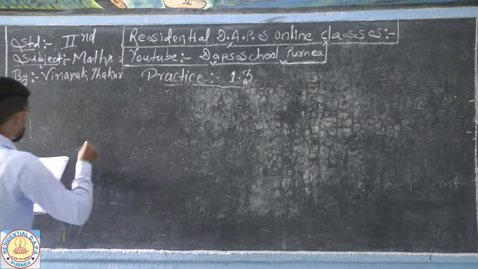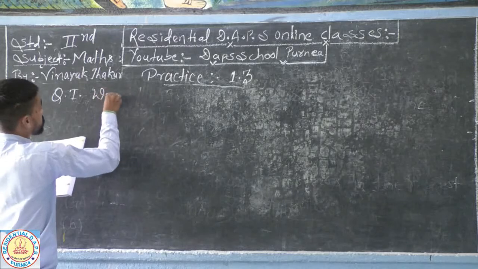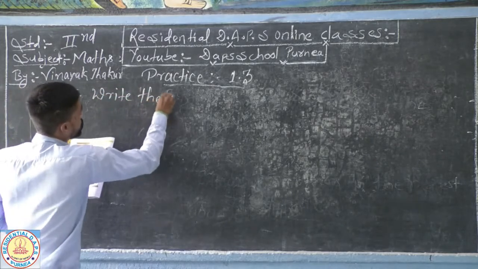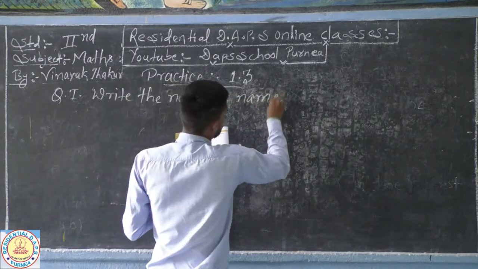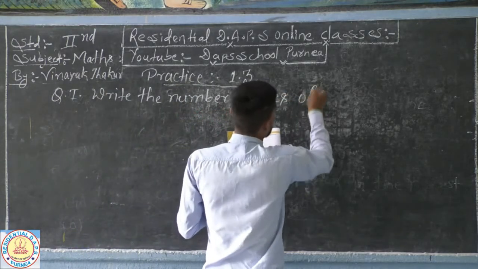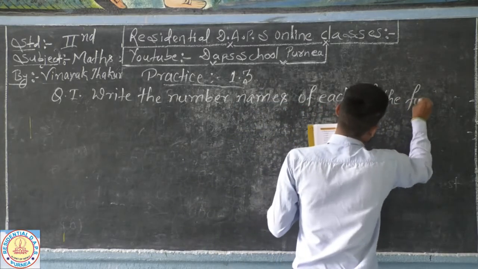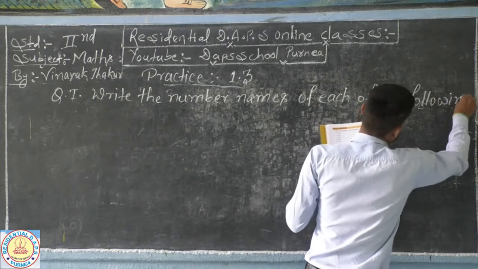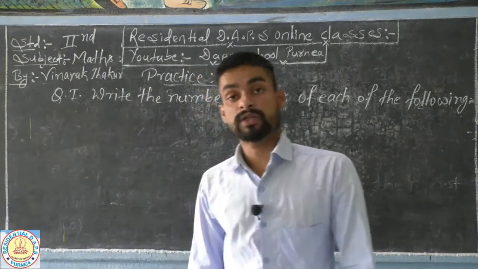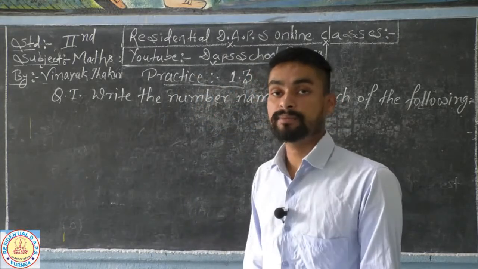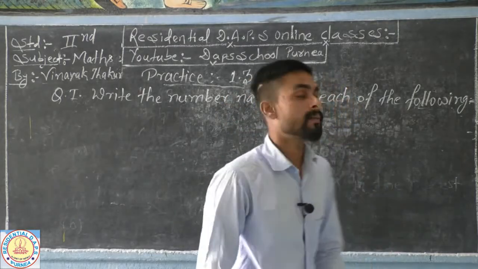In your question number first, write the number names of each of the following. Guys, in your question number first, you have to find out the number names of the given numerals, and you also know how to find the number names.